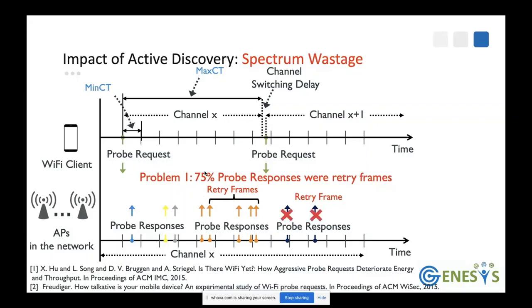The other issue that we found was that some of the probe responses were sent after the max channel time. So the client, which was earlier operating on channel number X, has already moved on to channel number X plus one, and the APs are still trying to send the probe responses. Both the retry frames and the frames sent after max channel time are simply redundant for the client because they are not useful for discovering APs. In our particular case, we found around 62% of probe responses reach after max channel time.